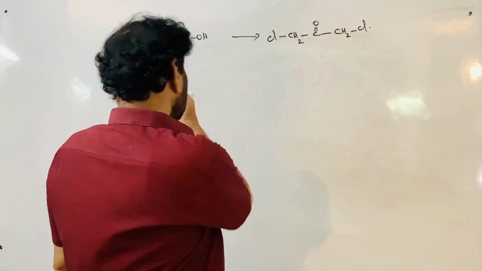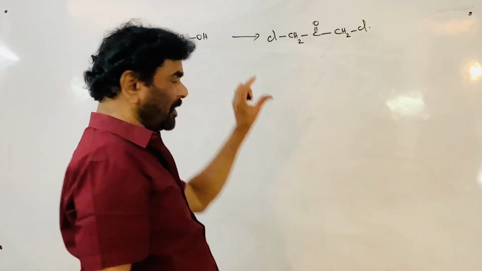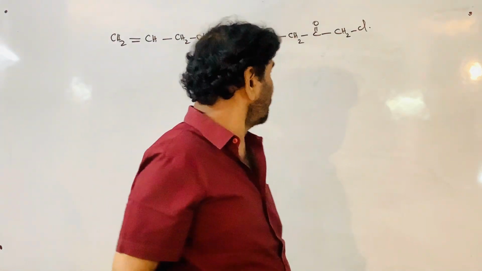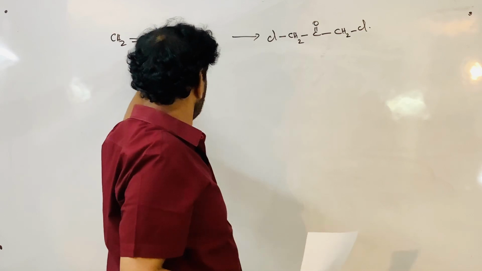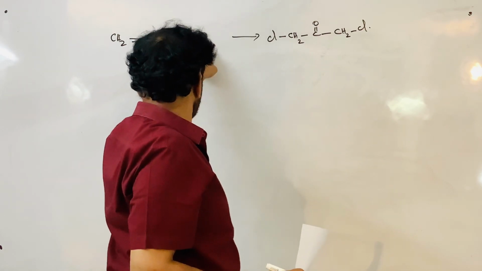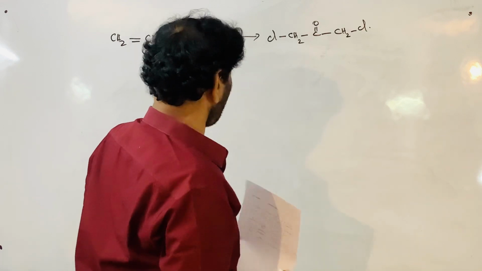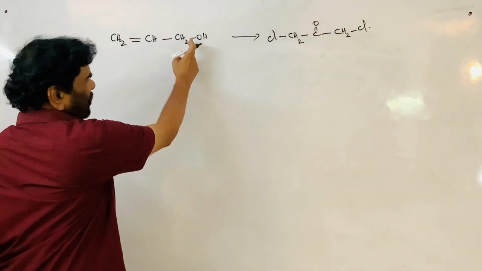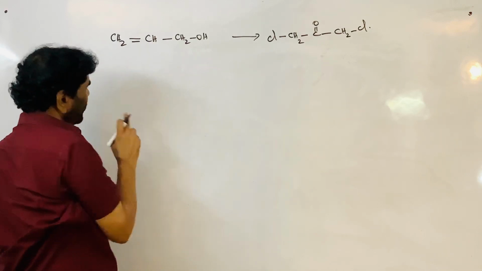See, there is no change in the number of carbon atoms. There is a double bond to introduce certain groups in the molecule. This carbon is converted to the keto group, and chlorine is introduced here and here. It is easy, not a difficult process. The OH can be replaced with Cl, and through this, Cl can be introduced.